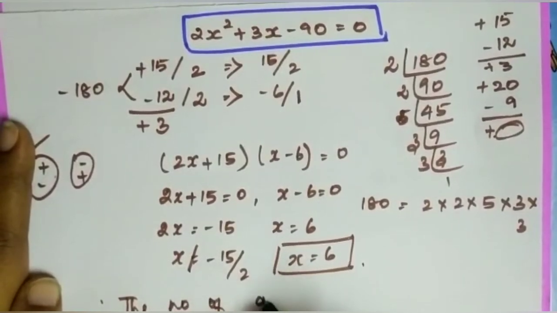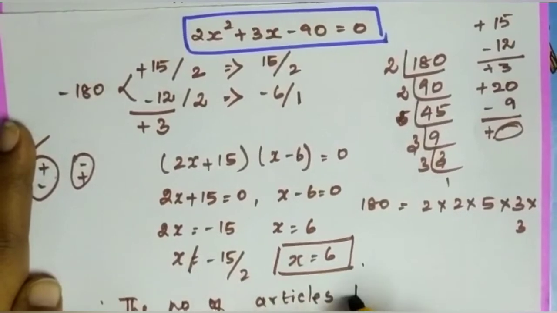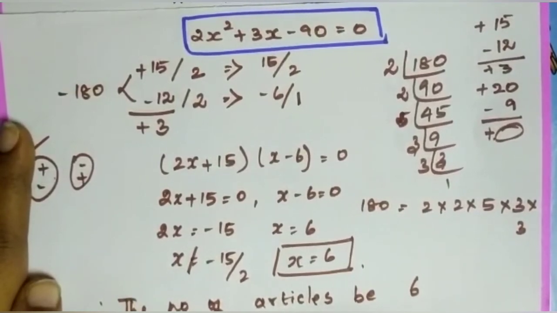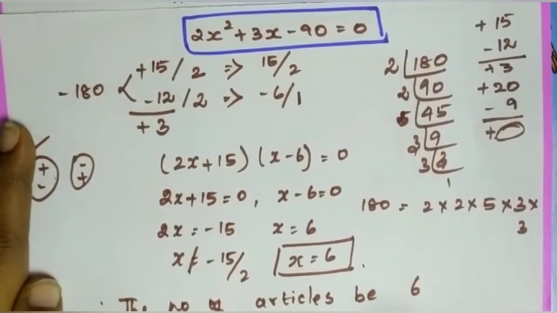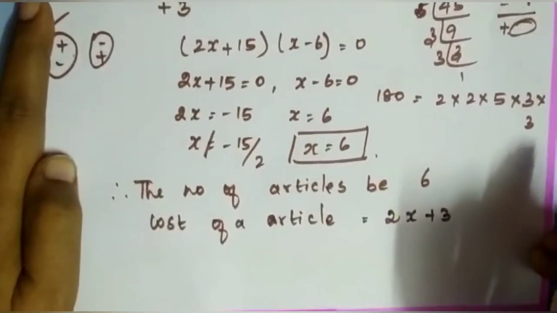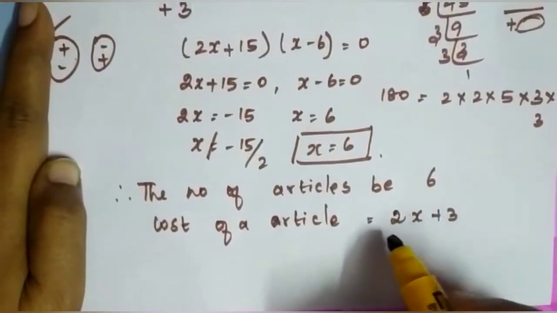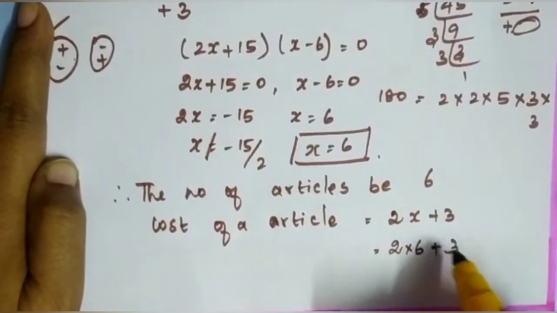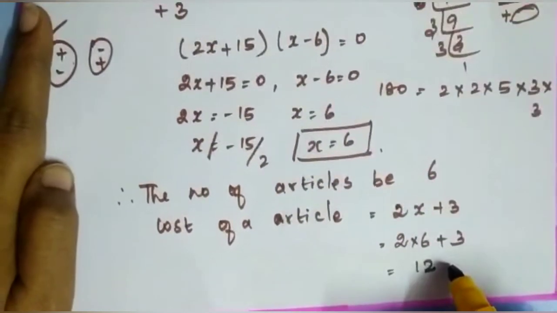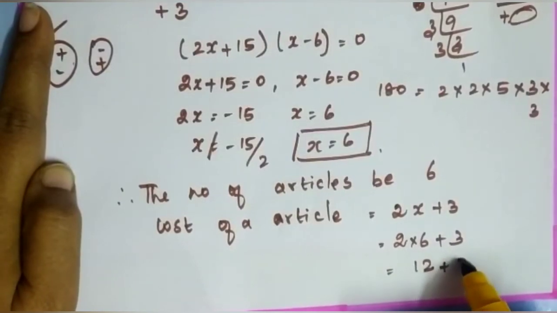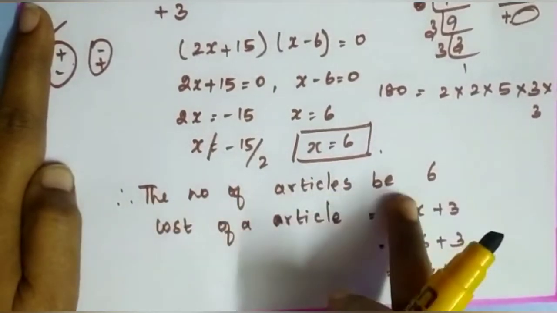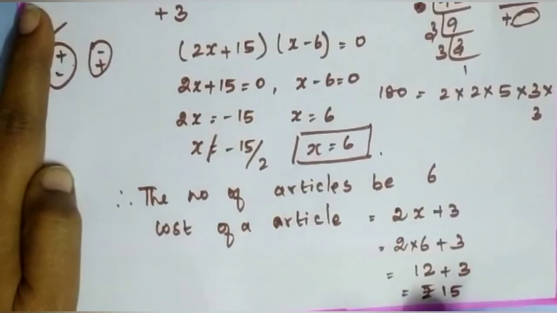Therefore the number of articles is x, and the cost of one article is equal to 2x plus 3. So 2 into 6 plus 3, 12 plus 3 is rupees 15. The number of articles is 6 and the cost of one article is 15.